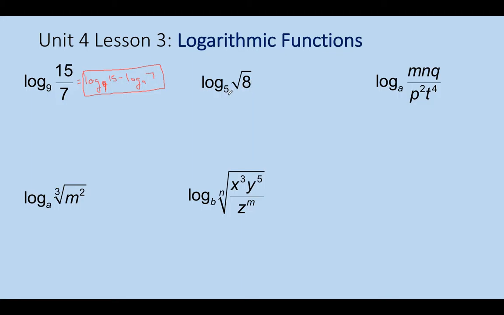Here we've got log base 5 of radical 8. Well, here's how we're going to get around this one. We can say that this is the same thing as log base 5 of 8 to the 1/2. And now I've got a number to an exponent, so we can use that power rule and bring that 1/2 down front. So I have 1/2 times log base 5 of 8. All right, so took care of that one.